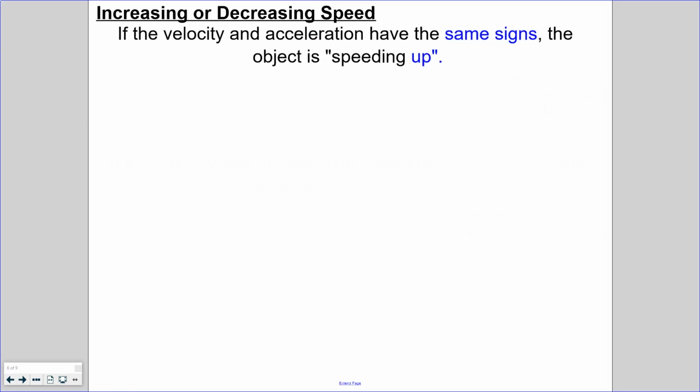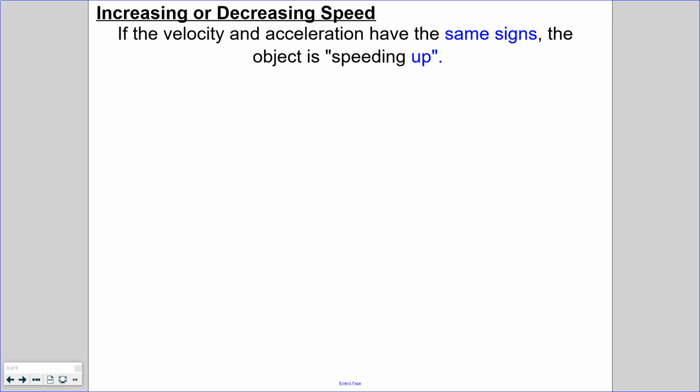All right, great. So now we know what direction an object moves based on the velocity, but that's only half of what the velocity tells us. The velocity also tells us the speed. So how do we figure out if an object is increasing or decreasing in speed? Well, if the velocity and the acceleration have the same signs, that means the object is speeding up. So same signs mean speeding up.